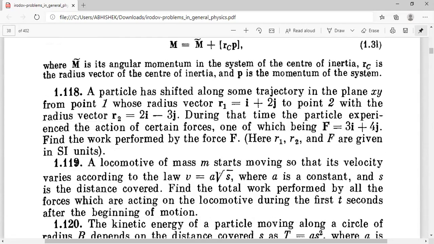So this is problem number 1.118. Students, a particle has shifted along some trajectory in the plane xy from point 1, whose radius vector is r1 equals i plus 2j, to point 2 with the radius vector r2 equals 2i minus 3j. During that time, the particle experienced the action of certain forces, one of which being F equal to 3i plus 4j. Find the work performed by the force, where r1, r2 and F are given in SI units.